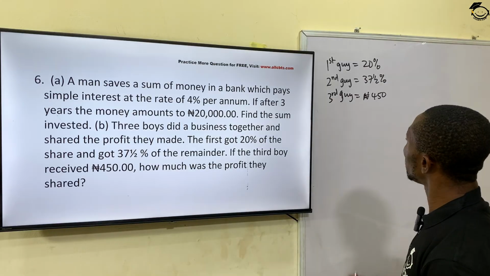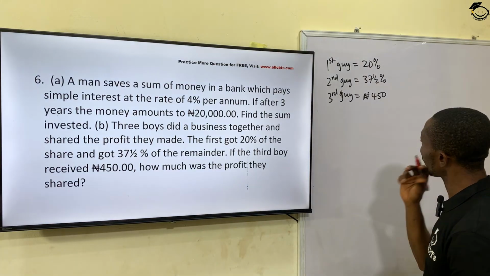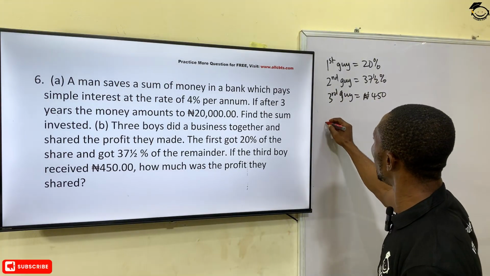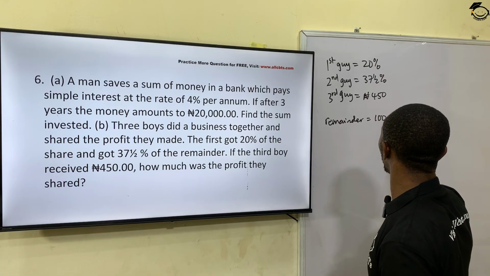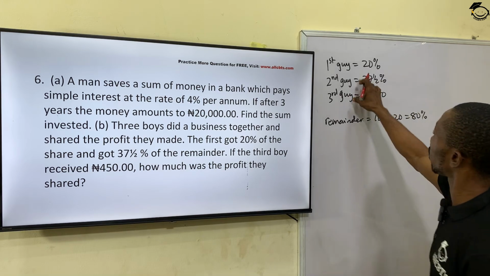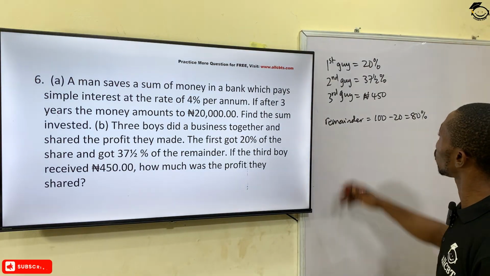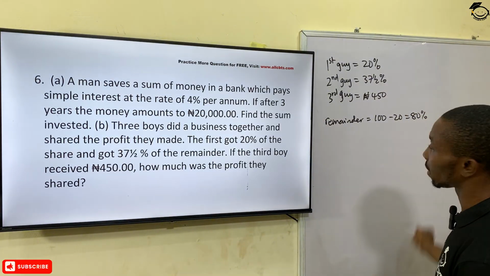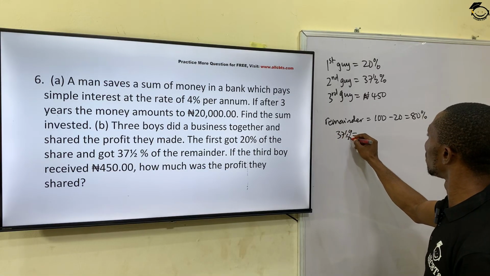Now, since the first guy got 20% of the entire share, the remainder for the second and the third guy would be 100 minus 20, which is 80%. So the second and the third guy shared the 80%. But now, from our statement, we are told that the second guy got 37.5% of 80.